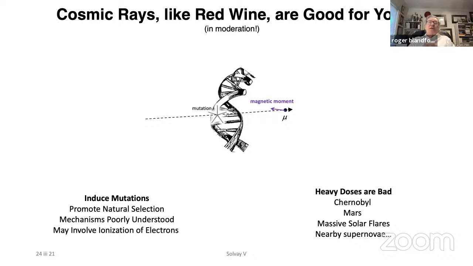And so the thought here is that cosmic rays, which we know to be the case, induce mutations in living organisms. And this is one of the ways of promoting natural selection. So like red wine, cosmic rays are rather good for you. Radiation is good for you, but only in very small quantities. And this can promote natural selection, not on a human timescale, but on an evolutionary timescale.